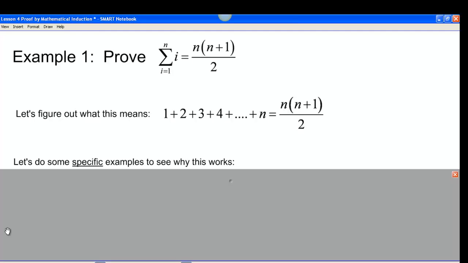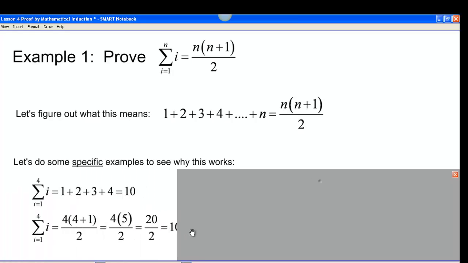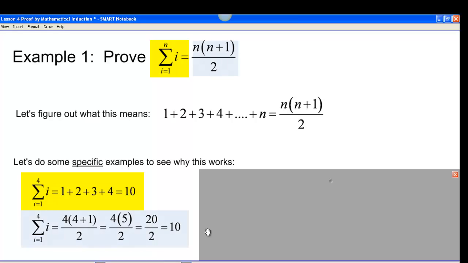But again, these are specific examples. That doesn't mean that this is a proof. But just so you understand, let me look at the partial sum from i equals 1 to 4. This means I would add 1 plus 2 plus 3 plus 4, which yields 10. If I use the formula n times n plus 1 over 2, when I input 4, I get 4 times 4 plus 1, which is 4 times 5, which is 20 over 2, and it also yields 10. So I just want to specifically show you that we had a case where the summation on the left equals the formula on the right.